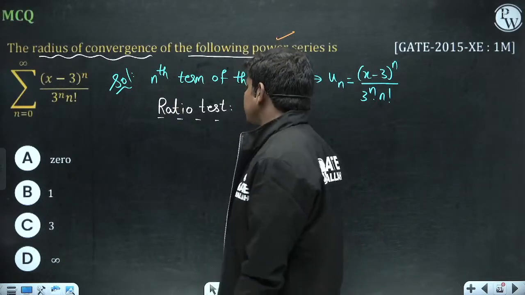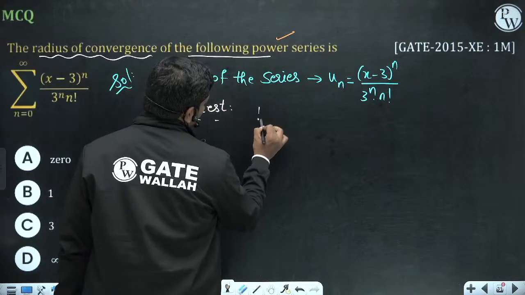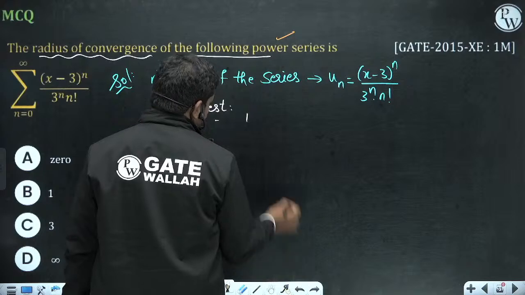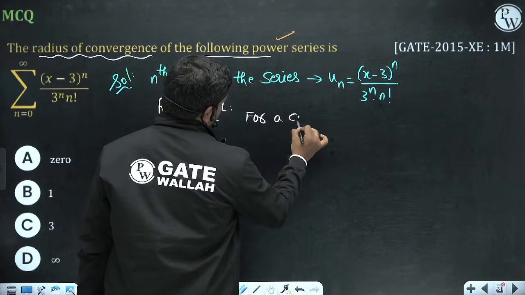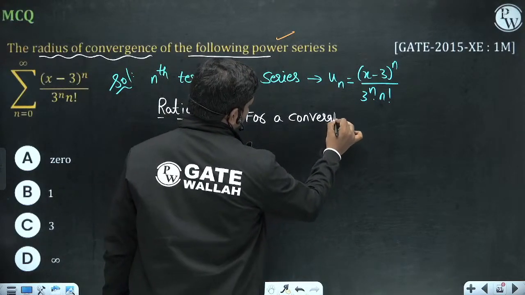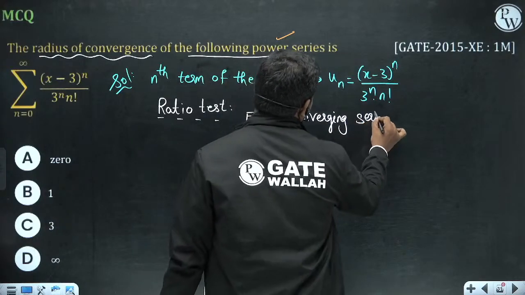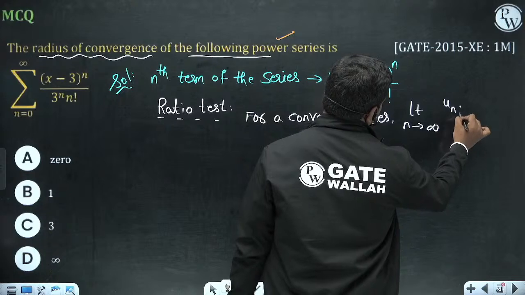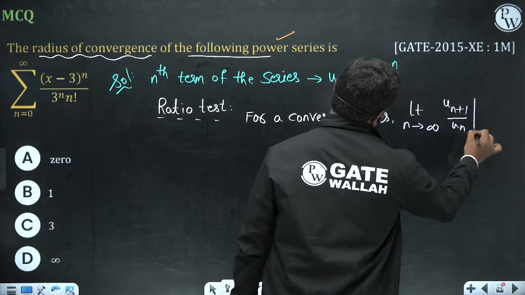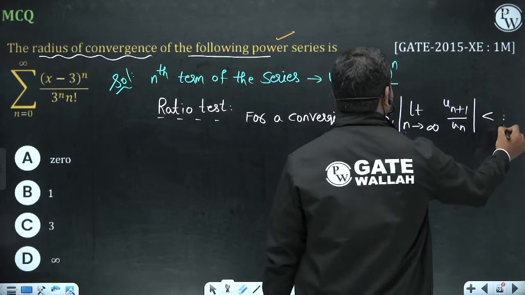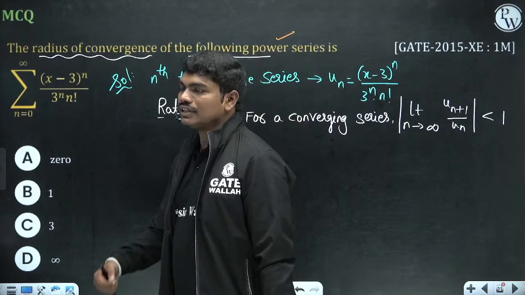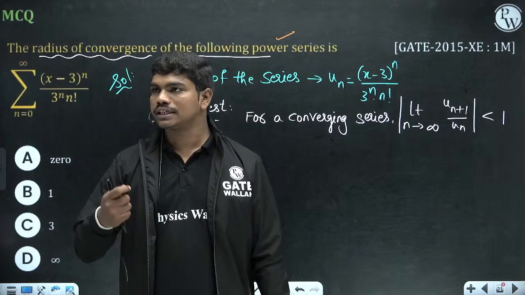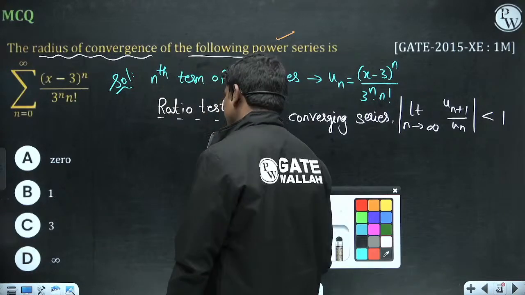Now this ratio test tells you that for a converging series, the limit as n tends to infinity of |un plus 1 by un| should be less than 1. If this is less than 1, then definitely we can write that the series is a converging series, or else you should know the series is a divergent series.